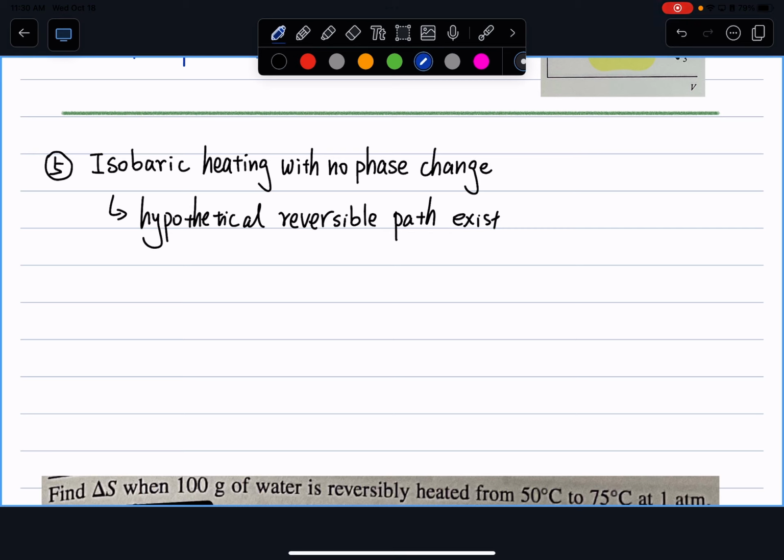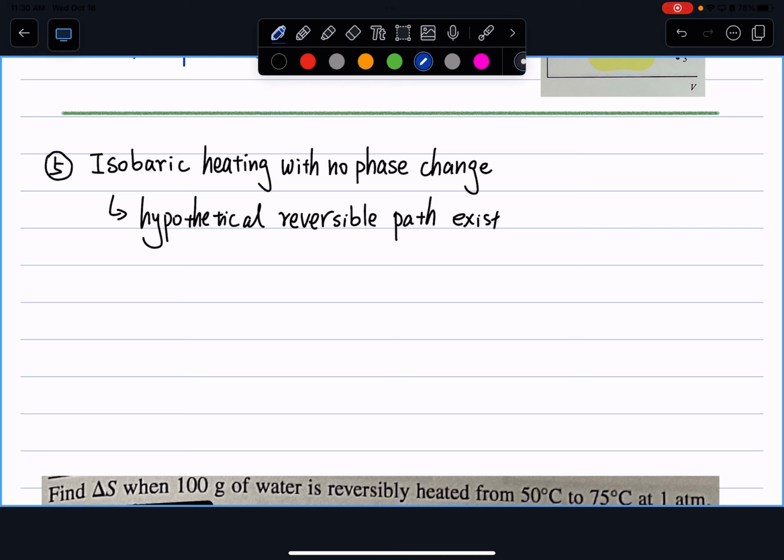All right, that's like the Joule-Thomson experiment. The total process is not reversible, but you can set up a process so every step of the way it is reversible. Likewise here, if you're isobarically heating a cup of water, if you heat it very, very slowly, then you can imagine that being a reversible path.